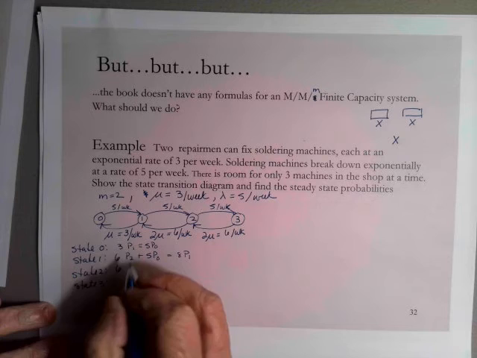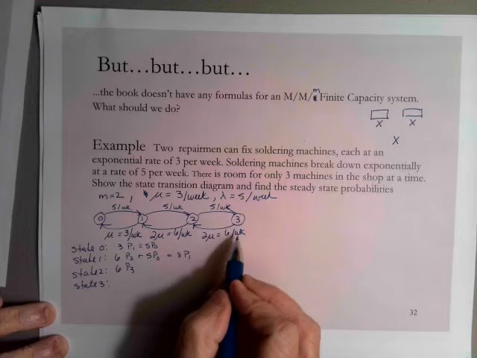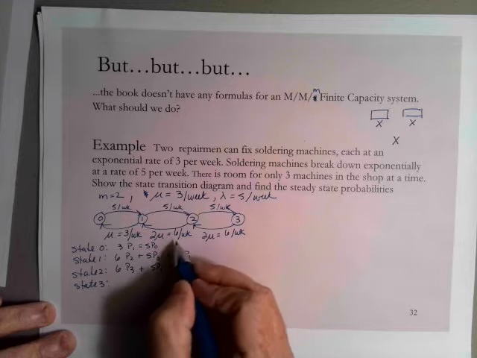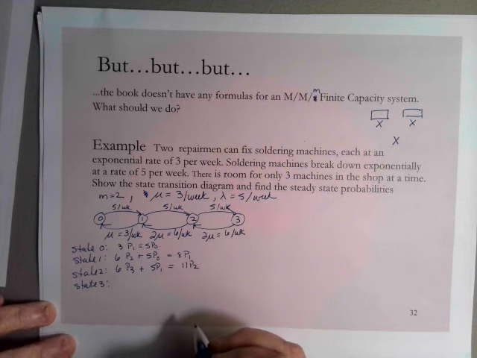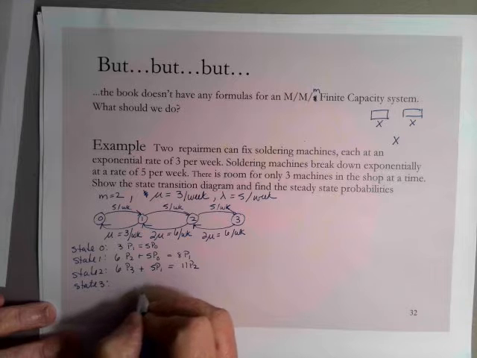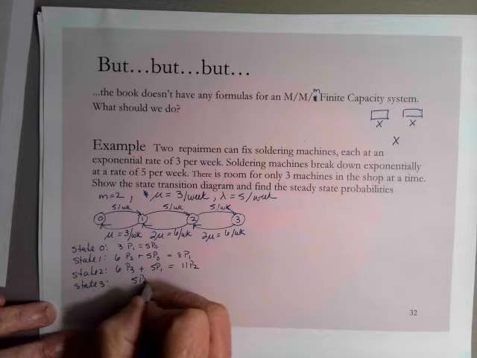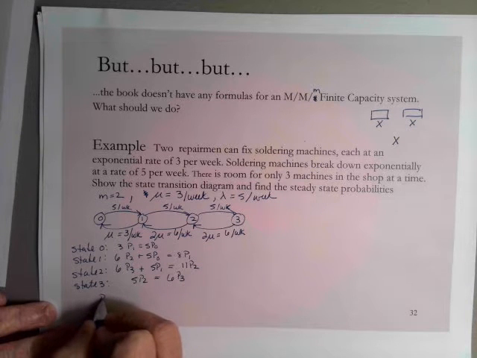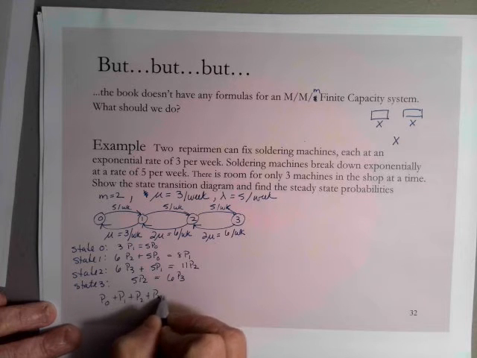For state 2, we would have 6 P3. Remember, the rate into state 2 here will be 6 P3 plus 5 P1 equals the rate out. Only this time it's going to be 6 plus 5, so that'll be 11 P2. And then our last state, the rate into state 3, I always do this backwards when I do it. The rate into state 3 will be 5 P2 equals the rate out, which is 6 P3. And then these are not linearly independent, so we know that the sum of all of those steady state probabilities will have to be equal to 1.